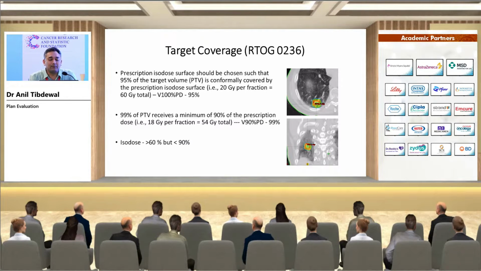And 99% of the PTV should receive a minimum of 90% of the prescription dose. That means 99% of the target volume, the PTV, should be covered by 90% of the prescription dose, which is 54 gray. So these two parameters should be achieved if we go by the RTOG 0236. The isodose should be chosen at more than 60% but less than 90%. So this was the isodose-based prescription, where we choose the prescription isodose surface to be covered by the PTV volume.